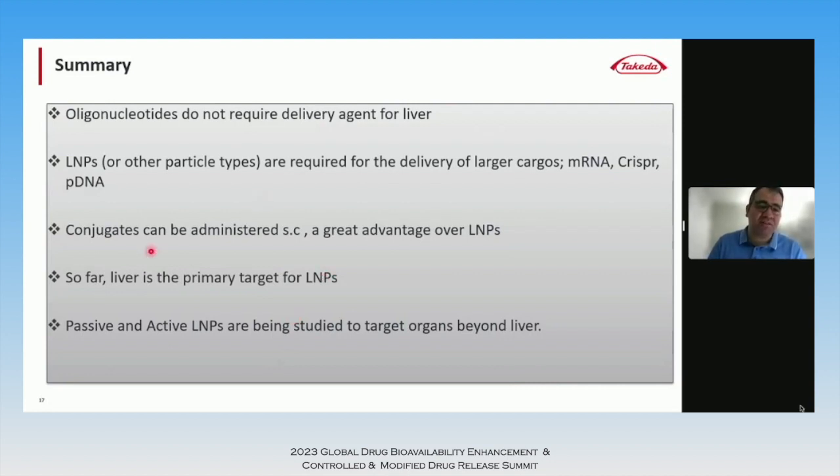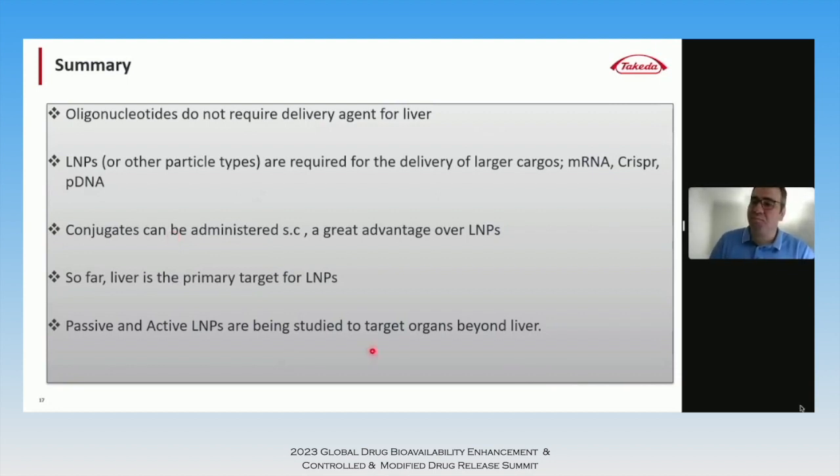Maybe I forgot to mention this during my presentation, but this is a really important factor that affects the clinical translation of the LNPs versus the conjugates. The conjugates, let's say the GalNAc conjugates, they are much smaller. They can be administered subcutaneously. So the patients can do this at home, in contrast to LNP-based formulations that require IV administration in hospital settings.